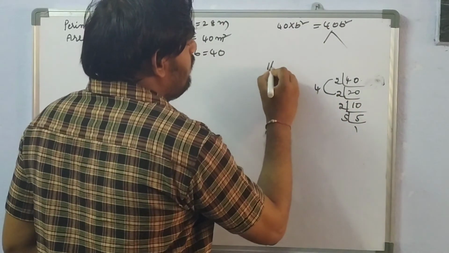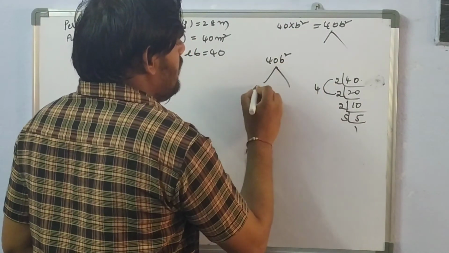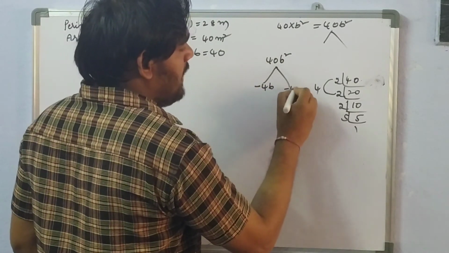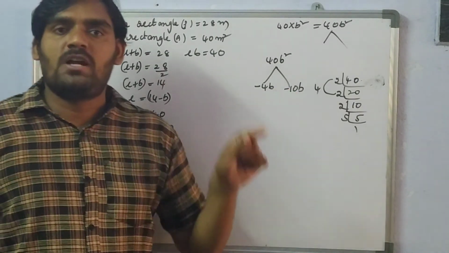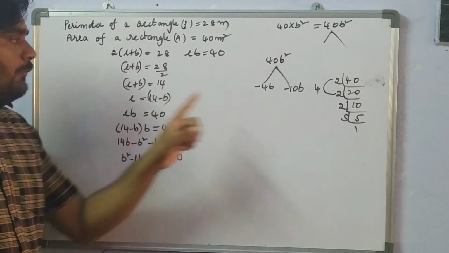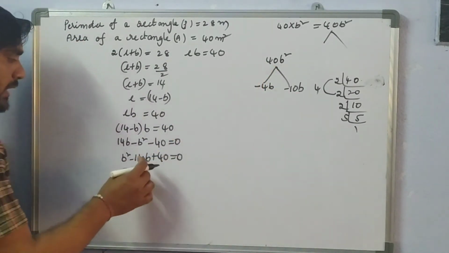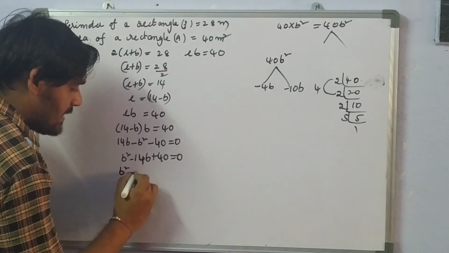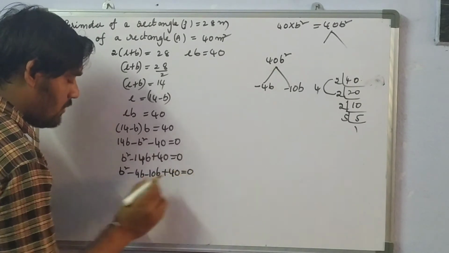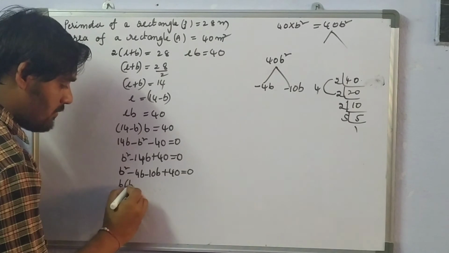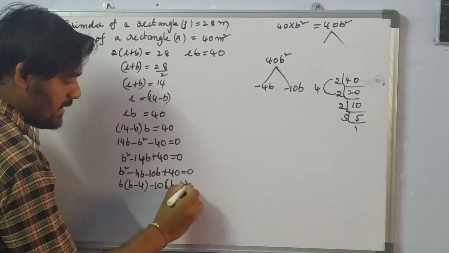So here, 40B square we can write as minus 4B and minus 10B. See, these two terms satisfy the condition, that is product is 40B square, sum is minus 14B. If you multiply these two things, you will get 40B square. If you add these two things, you will get minus 14B. So minus 14B we have to split as minus 4B and minus 10B plus 40 is equal to 0. From this, take B is common, so it will become B minus 4. From this, take minus 10 is common, it will become B minus 4 is equal to 0.